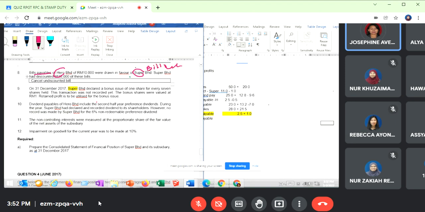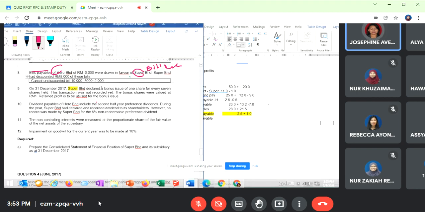Here it says that Super had discounted 8,000 of these bills. Super already discounted 8,000 of the bills. So how much is the undiscounted portion? It will be 10,000 minus 8,000, and this will give you a 2,000 difference. So this is the bill that we need to cancel.